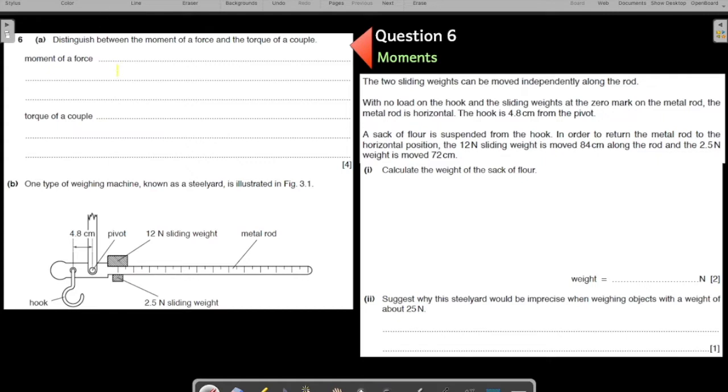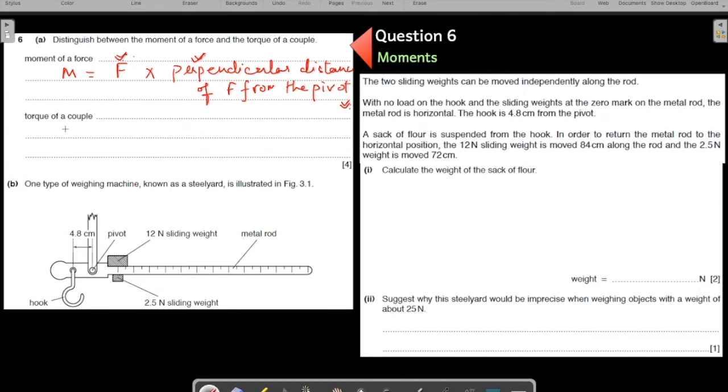Force, what is moment? Moment is force multiplied by perpendicular distance of F, this F, from where? The pivot. What are the key terms? Perpendicular, force, from the pivot. 3 key points, very important to include in your answer.